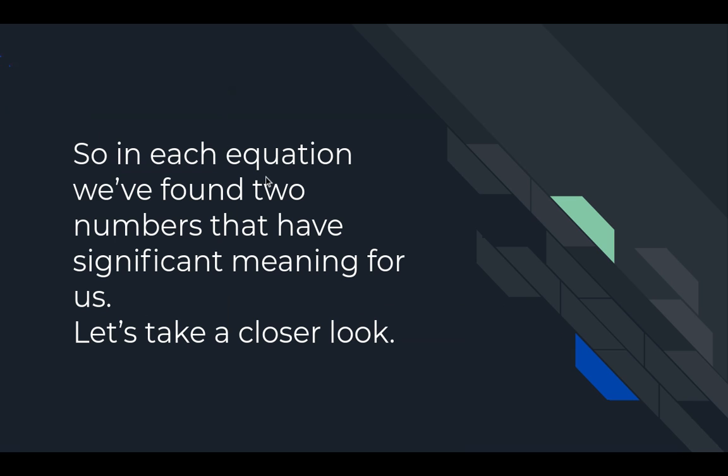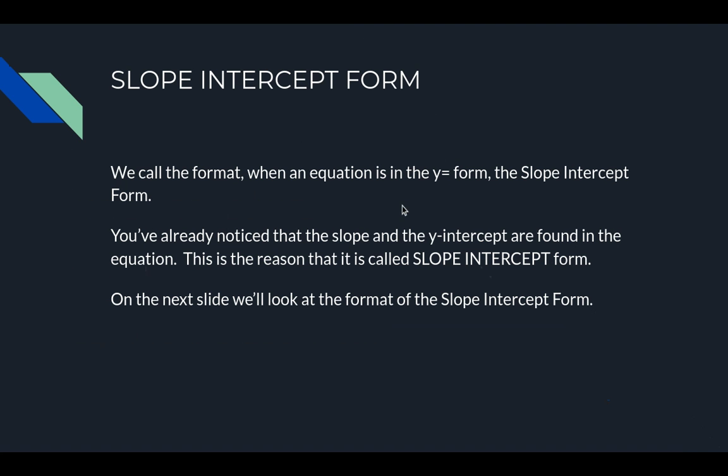All right. So in each equation, we found that two numbers have significant meaning for us. We're going to take a closer look. This is what we call slope-intercept form. And we're going to get into this in my next video.